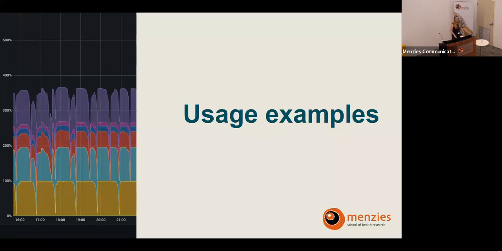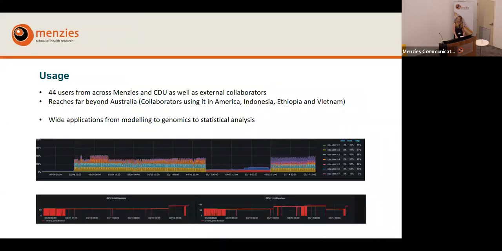I'd like to give you a couple of examples of exactly what you can do on the HPC. So first of all, we've got at the moment 44 users across Menzies and CDU, as well as external collaborators. And it actually reaches far beyond Australia. Like we've got collaborators using it from America, Indonesia, Ethiopia, and Vietnam. And that's just the countries I know of. We also have a really wide variety of applications. For CDU, for example, they mostly do modeling. Here at Menzies, we mostly do genomic analysis, but we've also had a student do statistics on it last year on Stata.